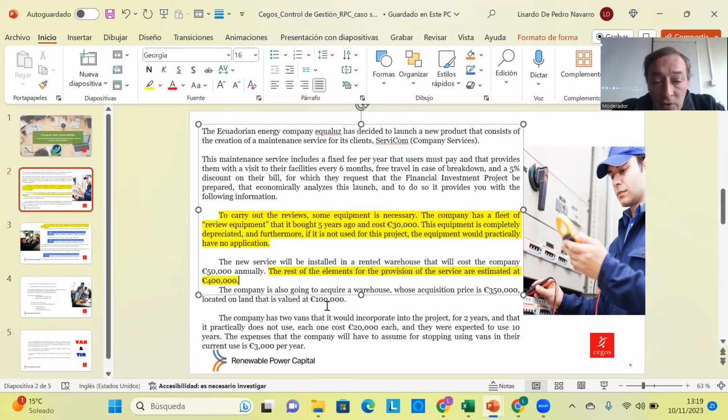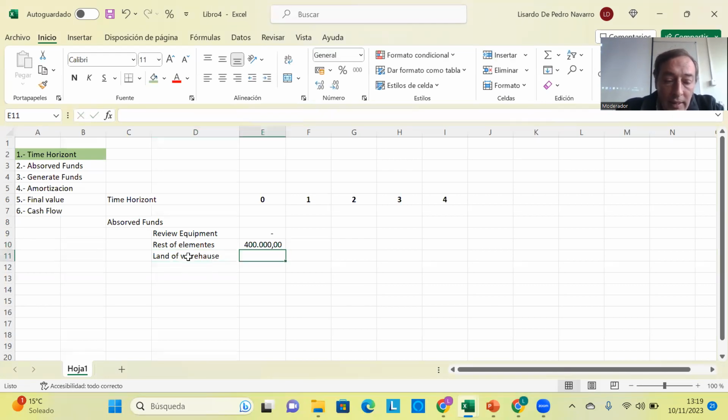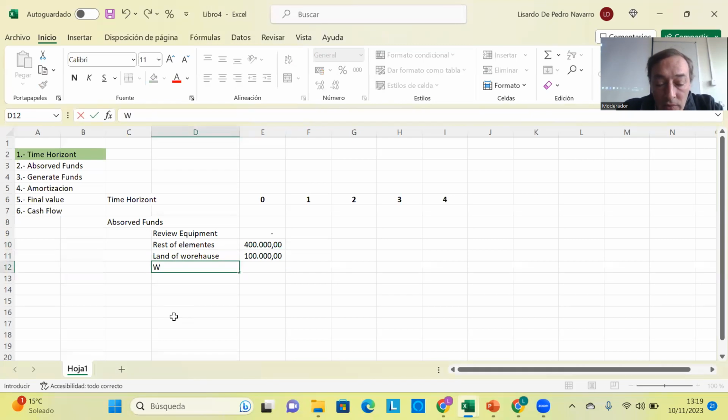The company is also going to acquire a warehouse whose acquisition price is 350,000 euros, located on land that is valued at 100,000. So here we have the land of the warehouse, that is 100,000. And in the second one, we have the warehouse.